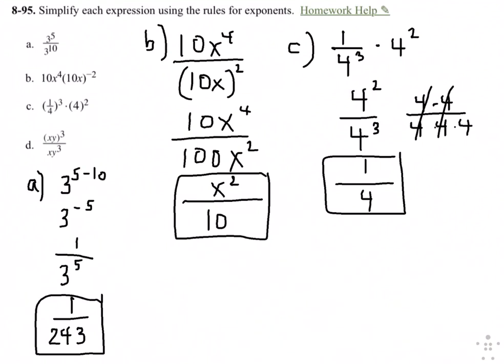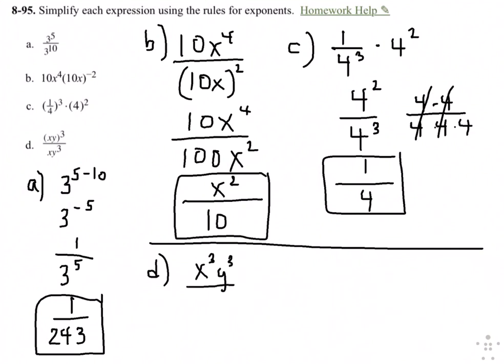And the last one, let me see if I have room. I could probably do it here, D, right? Okay, so I have xy to the third, which is x to the third, y to the third, over xy to the third. Okay, so the y to the thirds cancel, and x to the third over x becomes x squared. And we're done all 4.